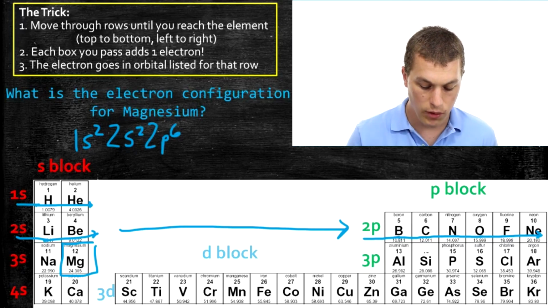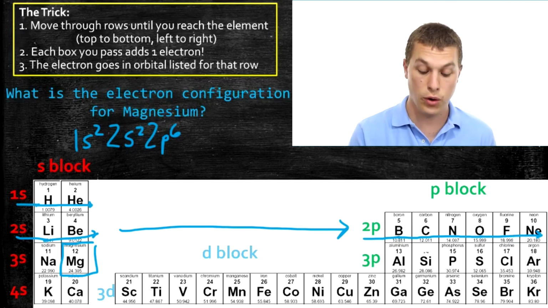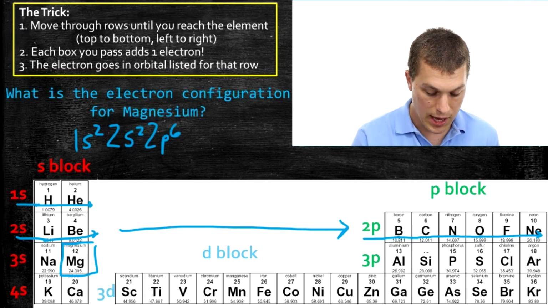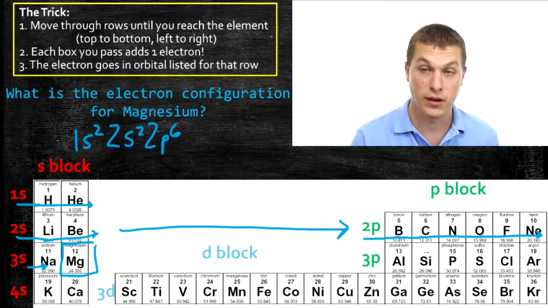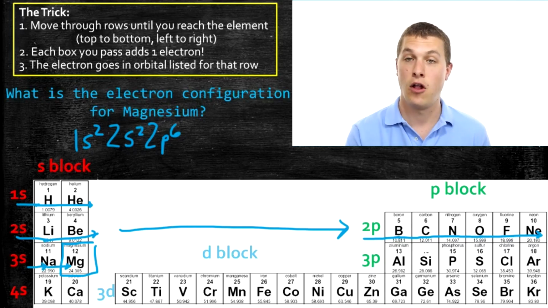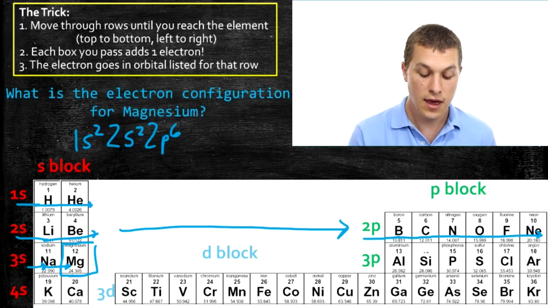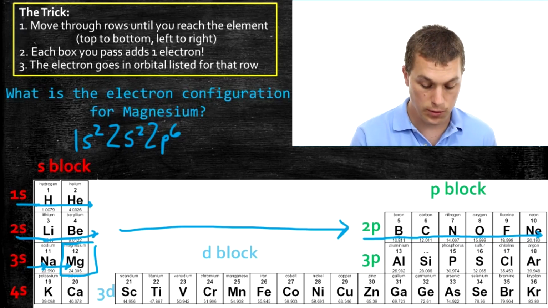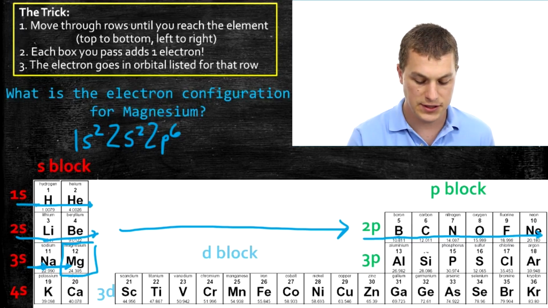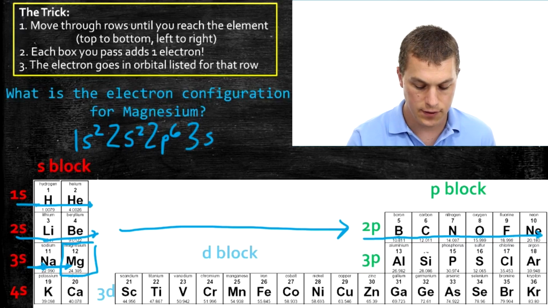So we continue now. And we go to the 3s row because we're going top to bottom, left to right, and we're through the 2p, so now we go back down, and we're gonna pass through sodium, that's gonna add one electron, and then we're gonna pass into magnesium. That's where we stop, because that's the element we wanna get to. And so that means that magnesium has two electrons in the 3s orbital because we've passed through sodium and magnesium. And so that means the very last thing we write is 3s2.